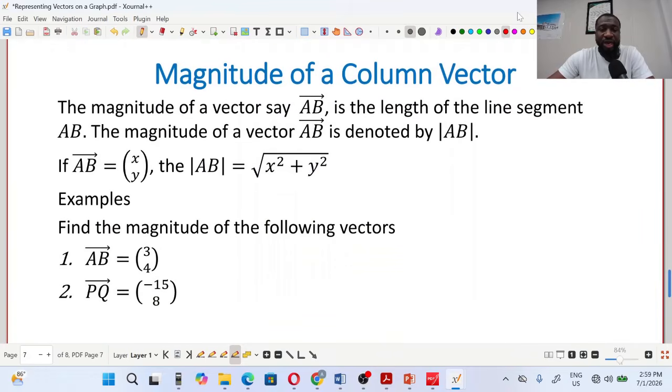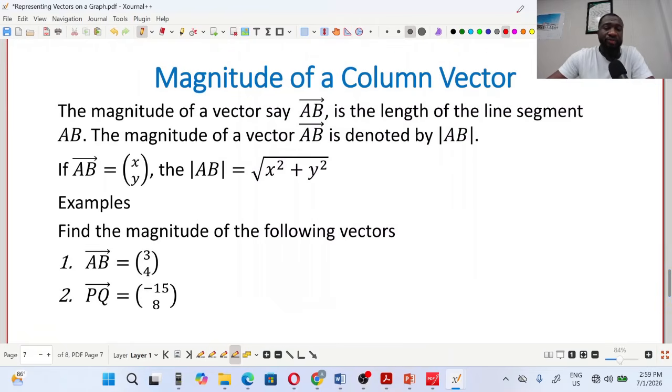So here we say we're having the magnitude of a column vector. What do we mean by the magnitude of a column vector? The magnitude of a vector, say AB, is the length of the line segment. That's what we've been talking about. Magnitude just basically talks about the length.